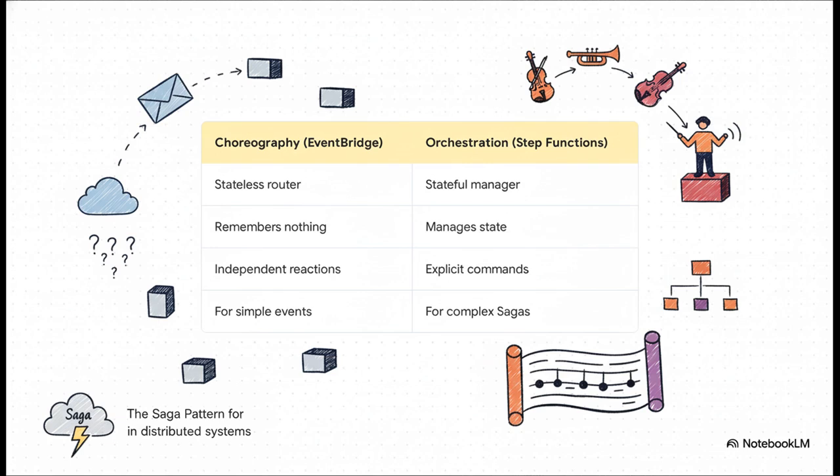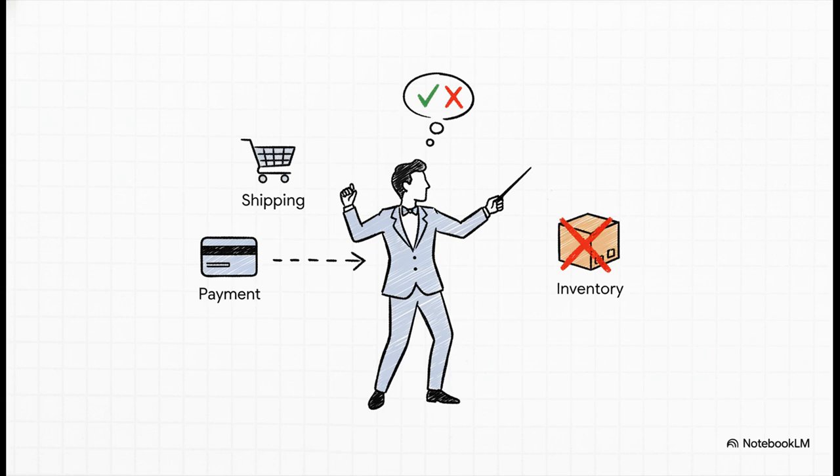On the other side, you have orchestration, using a stateful manager like AWS Step Functions. This is completely different. This is like the conductor of an orchestra. It knows the whole piece of music, it's telling each section exactly when to play, and it knows precisely what to do if someone hits a wrong note. And that's exactly why a saga absolutely requires orchestration.